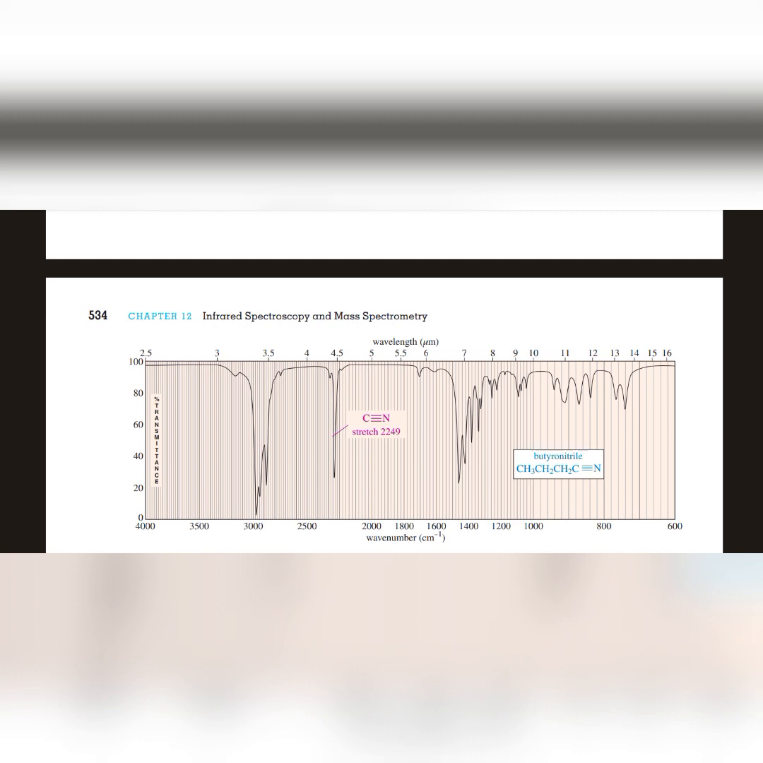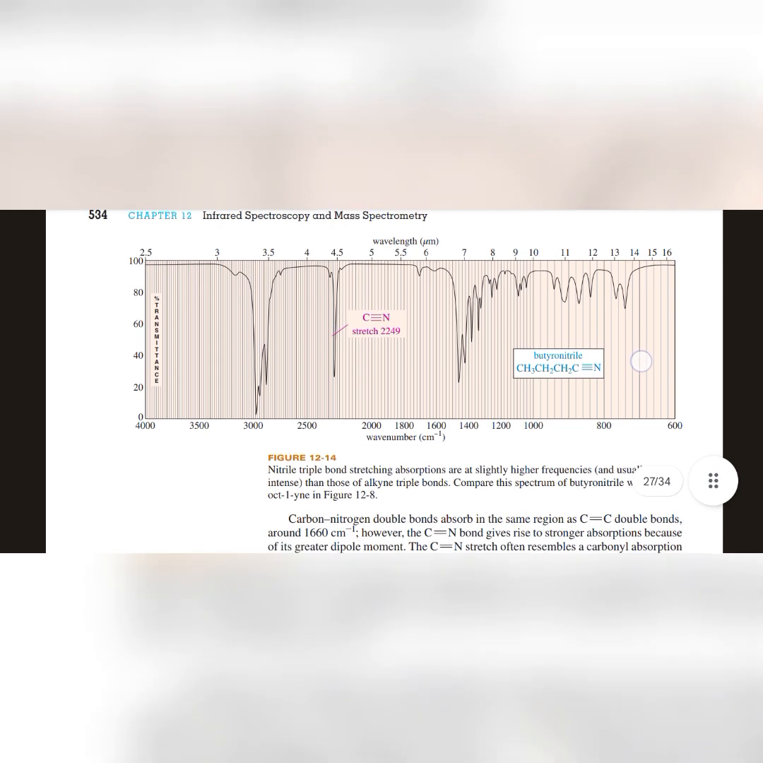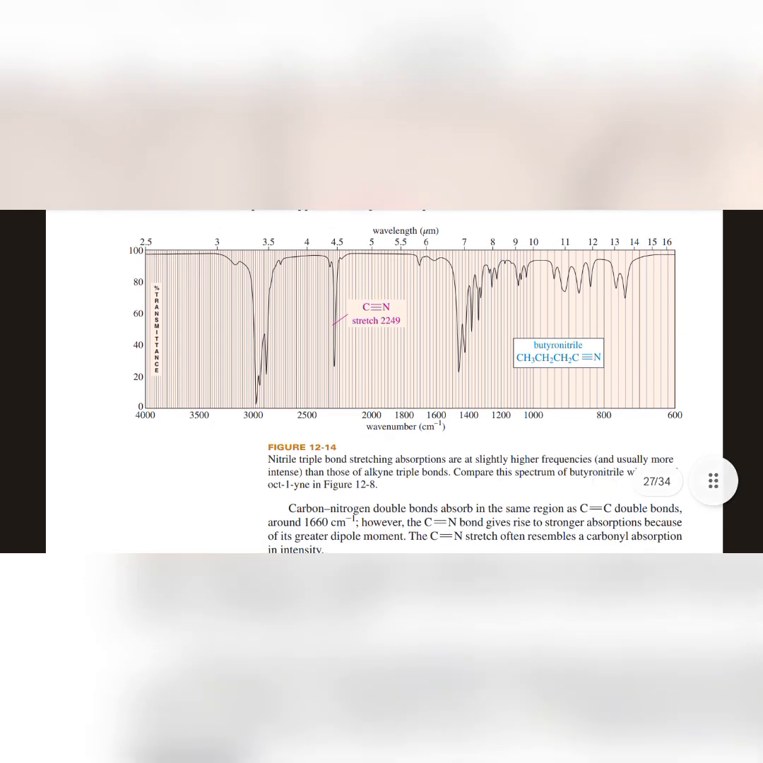Absorption spectra for butyronitrile. The nitrile triple bond stretching absorbs at a slightly higher frequency than that of alkyne triple bonds. Compare the spectrum of butyronitrile with that of oct-1-yne. The carbon-nitrogen double bond absorbs in the same region as the carbon-carbon double bond, around 1660 cm⁻¹. However, the carbon-nitrogen double bond gives rise to stronger absorption because of its greater dipole moment.